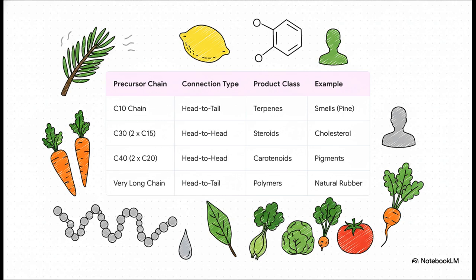But check out what happens when nature uses a different connection. By joining two 15-carbon chains head-to-head, it creates a 30-carbon precursor for all steroids. Do the same thing with two 20-carbon chains, and you get the backbone for carotenoids, the pigments that make carrots orange. That one small change in how they're linked, it just opens up a whole new universe of chemistry.